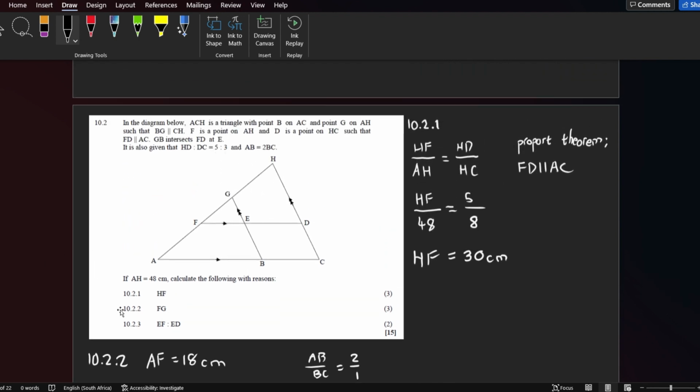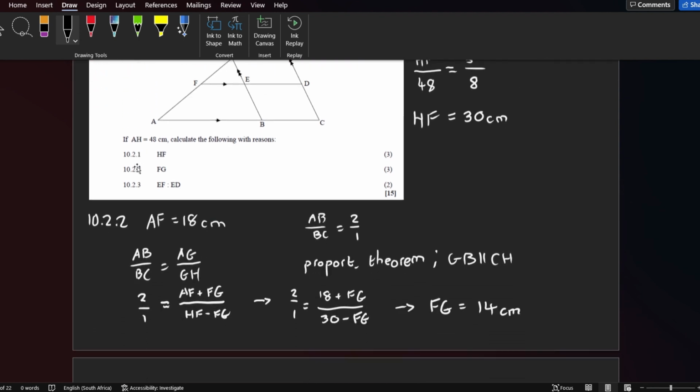Okay. Lastly, for 2 marks, 10.2.3, it asks us to calculate the ratio of EF to ED, EF being that length there, and ED being that length there. So again, we're going to be using proportionality, and looking at EF and ED, we see that it corresponds to the smaller triangle here, FDH. That smaller triangle has proportionality within it. Why? Because GE and HD are parallel. So FE divided by ED will correspond to FG divided by GH.